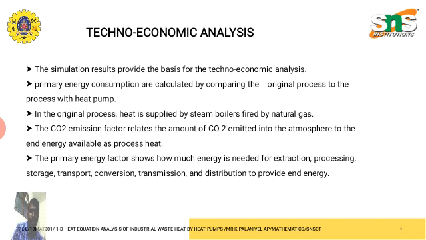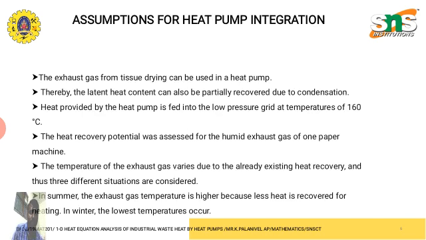Assumptions for heat pump integration. The exhaust gas from tissue drying can be used in a heat pump. Thereby, the latent heat content can also be partially recovered due to condensation. Heat provided by the heat pump is fed into the low pressure grid at a temperature of 160 degrees Celsius. The heat recovery potential was assessed for the humid exhaust gas of one paper machine.